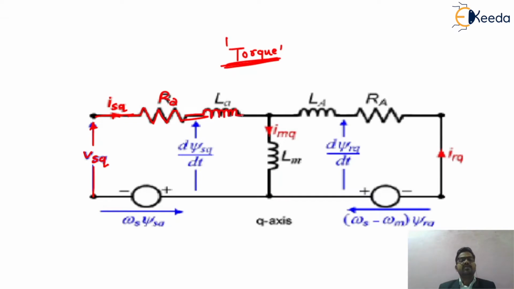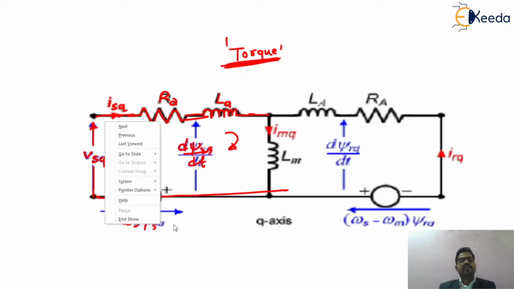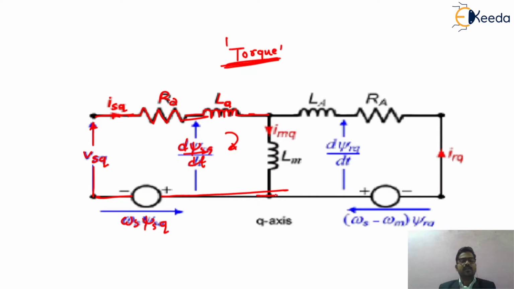This is LQ, the value of the inductance of your quadrature axis component of the current. So the rate of change of flux, that is d psi sq by dt, will give you omega s into psi sd, or we call it as psi sq. So it is a quadrature axis component.